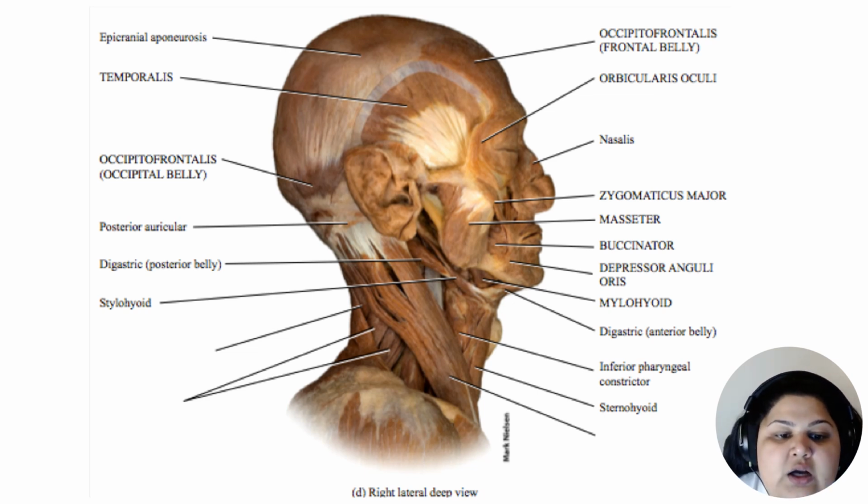This is occipitofrontalis, the occipital belly right here. This is temporalis. This part is temporalis. This is epicranial aponeurosis. So this is a cadaveric image, and going forward, we'll see a lot of animated images.